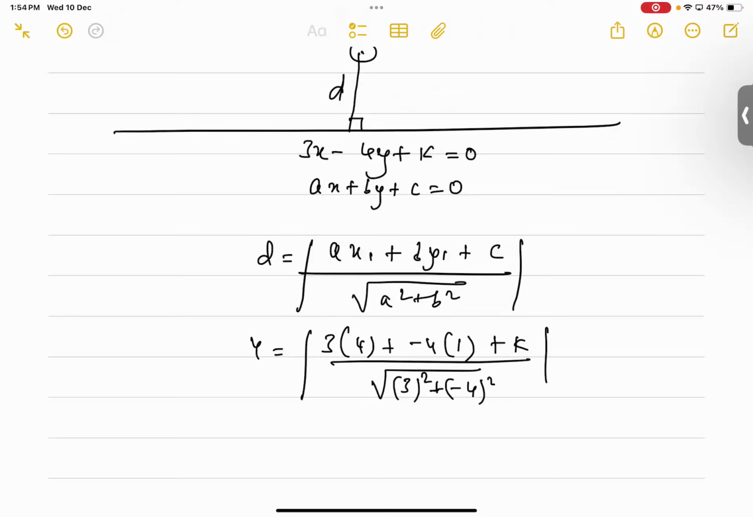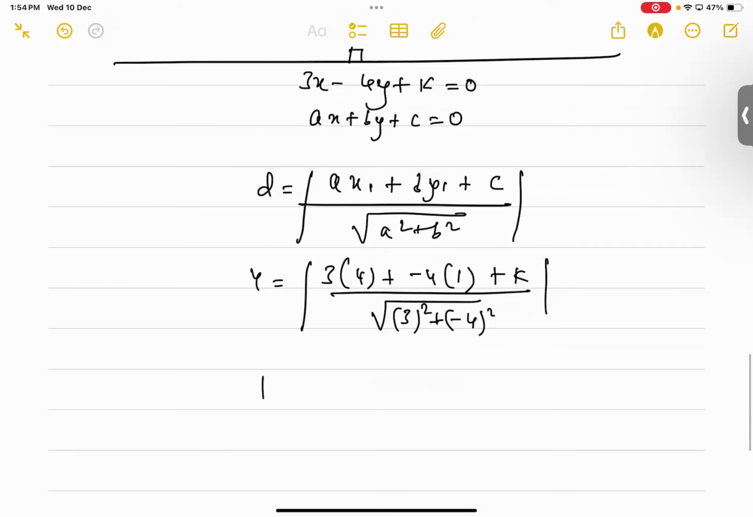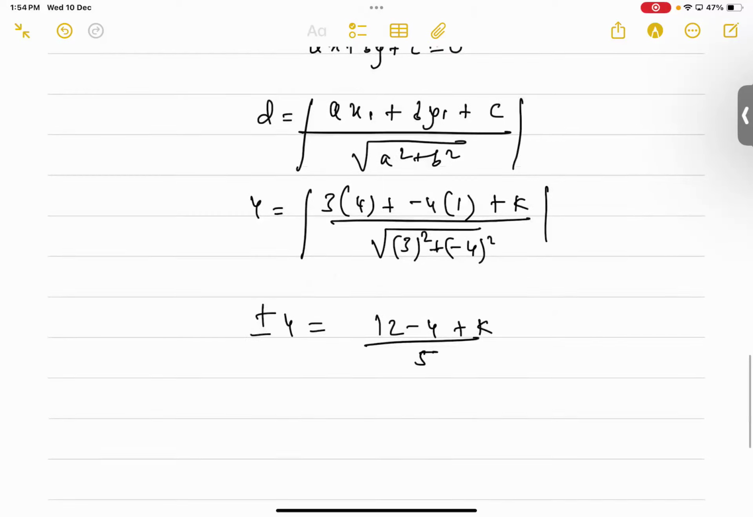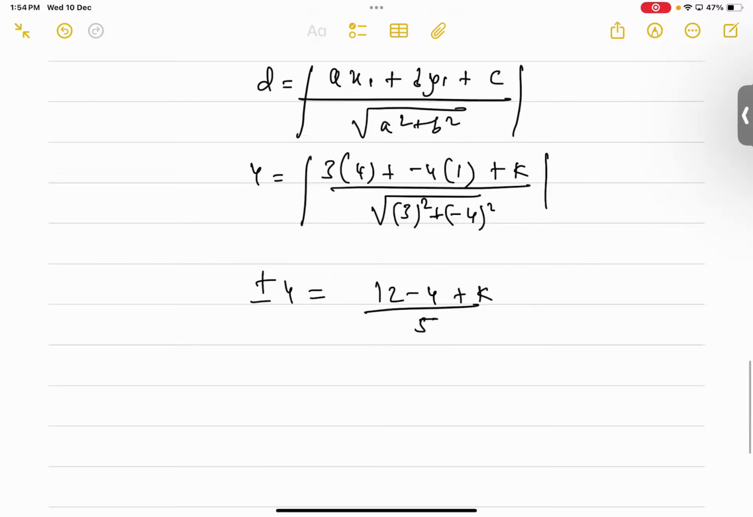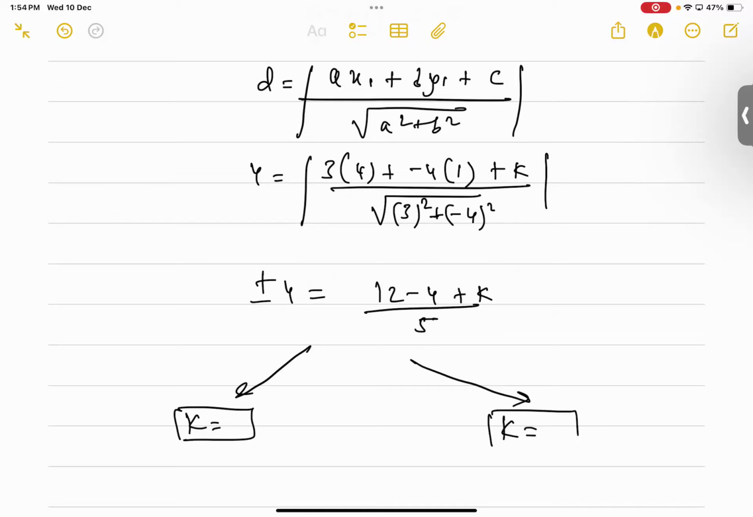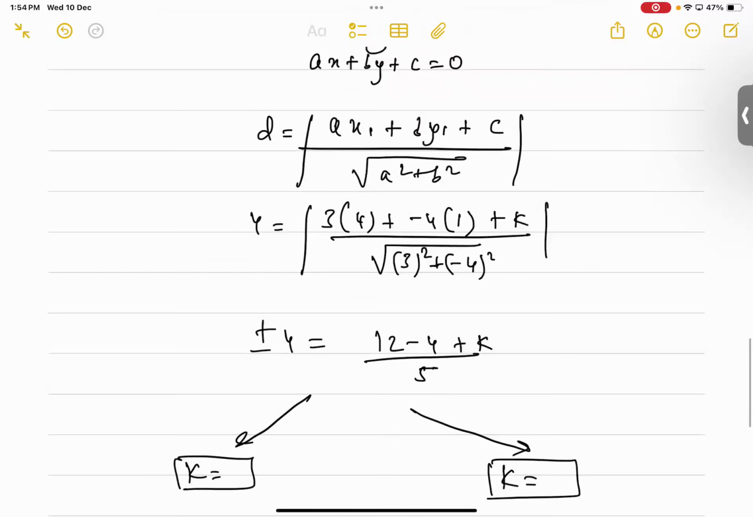Now there is an unknown inside the modulus. Whenever there is an unknown inside the modulus, plus minus will come. This we have already learned. So we'll write plus minus on the right hand side. You can also write it on the modulus part without the modulus, but preferably write it on the other side. So 12 minus 4 plus k upon this is going to be 5. Correct? So there are two cases. You solve this, you'll get two different values of k.